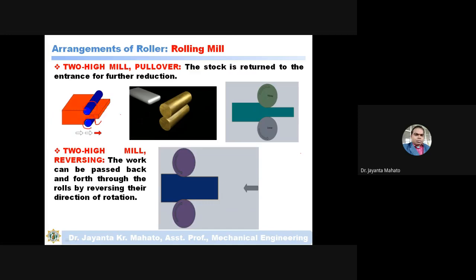The slab or workpiece material will pass from this side, and the thickness will get reduced. In the case of a reversing two high mill, the rotation of the rollers can be reversed.